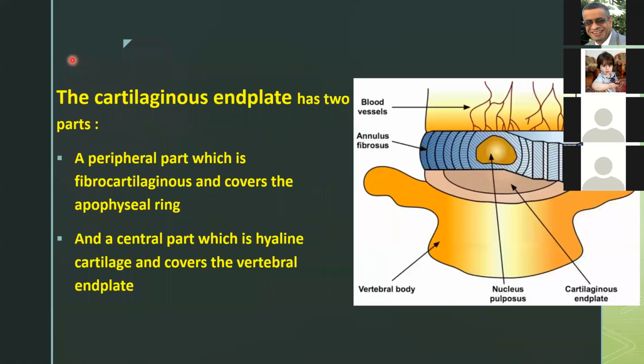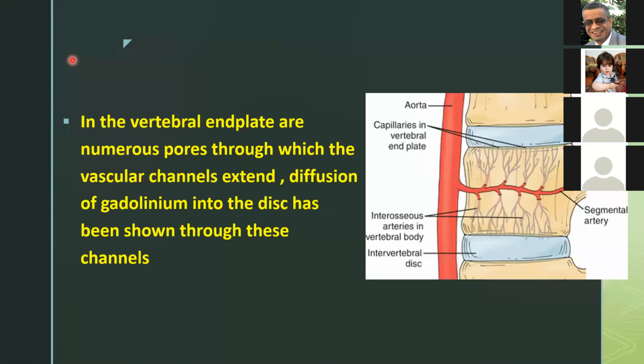The cartilaginous endplate has two parts: a peripheral part, which is fibrocartilaginous and covers the apophyseal ring, and a central part, which is hyaline cartilage and covers the vertebral endplate. The vertebral endplates have numerous pores through which the vascular channels extend. Diffusion of gadolinium into the disc has been shown through these channels.